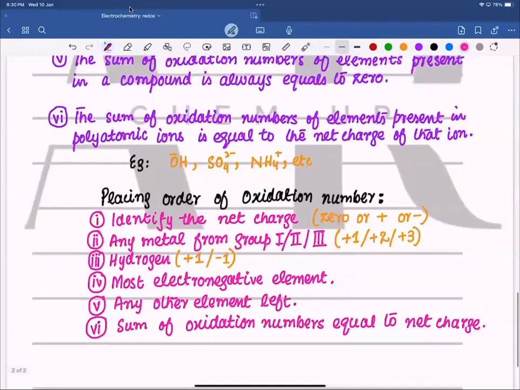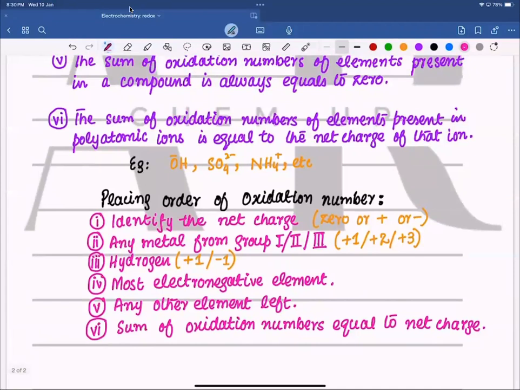Are these points clear to all of you? Yes, sir. If any one of you has any query, please ask.